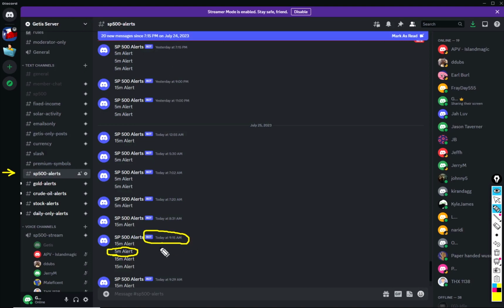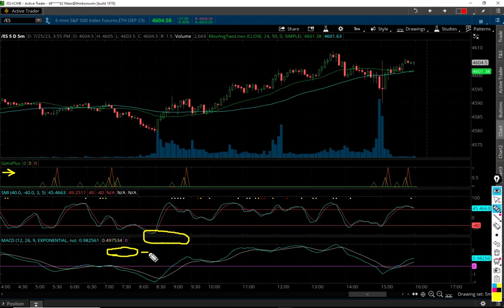All right, so 9:15, here's the 5-minute alert. What would I do? Here's the alert. Let's go look at the chart. Here's the chart. It's the 5-minute chart. I can't make it any easier. This chart is actually streamed to the members. If you're a member, take advantage of the streaming charts. They're available to you. Get the Discord app. Look at the streaming chart. Is this 9:15? What do you know?